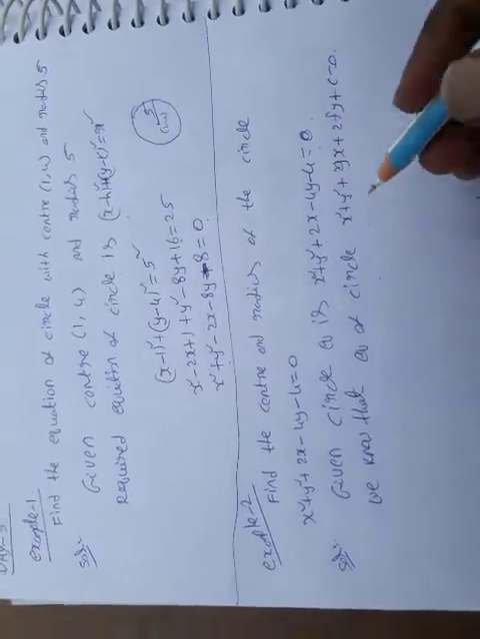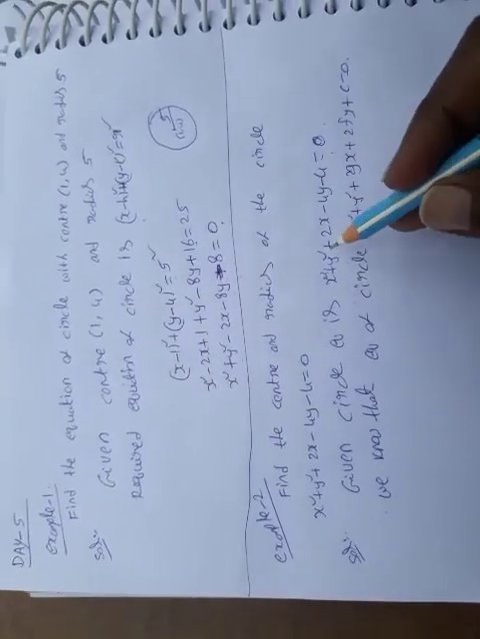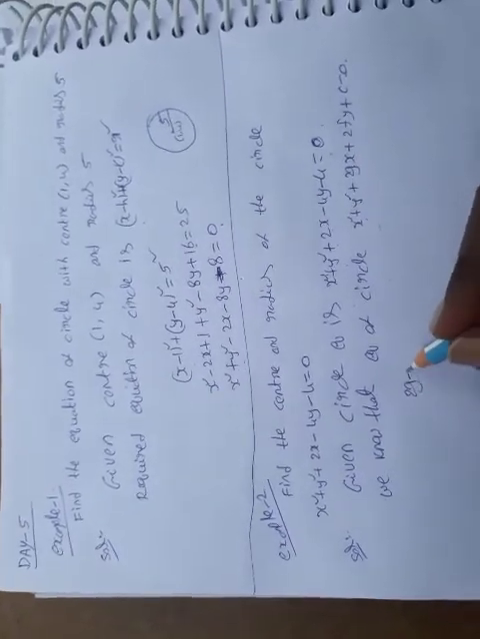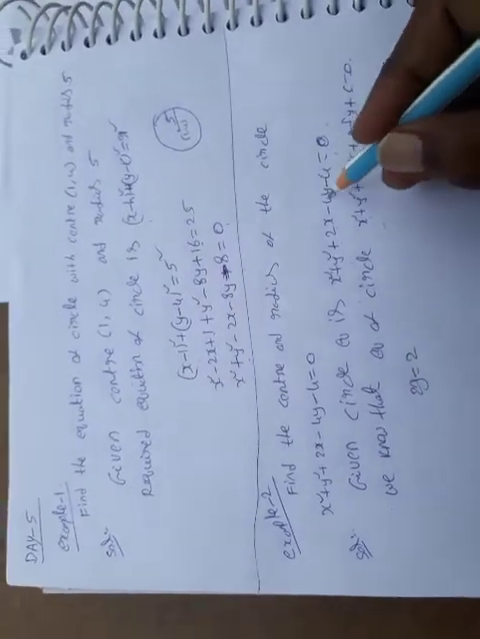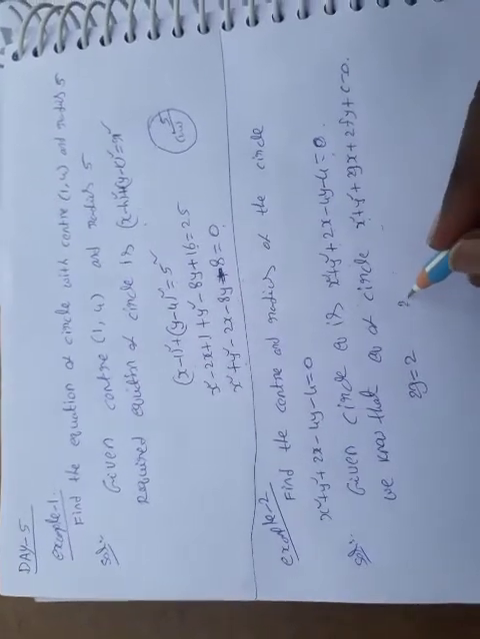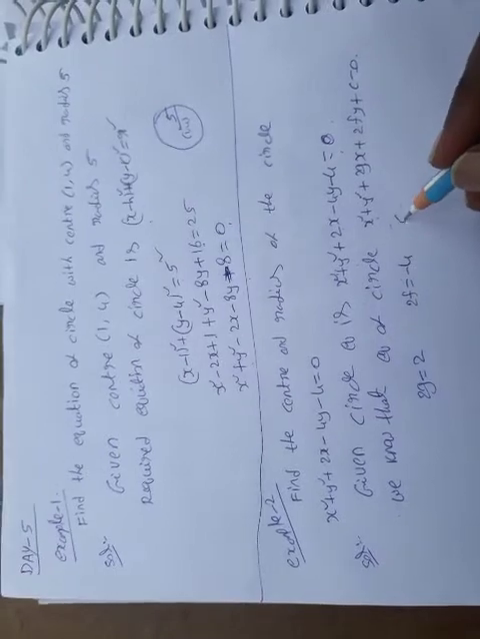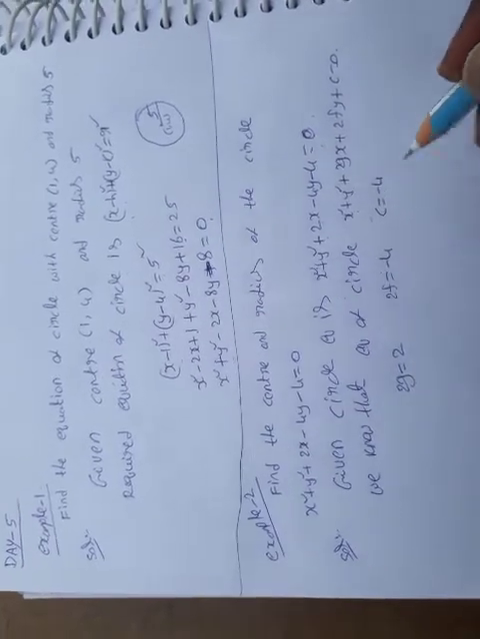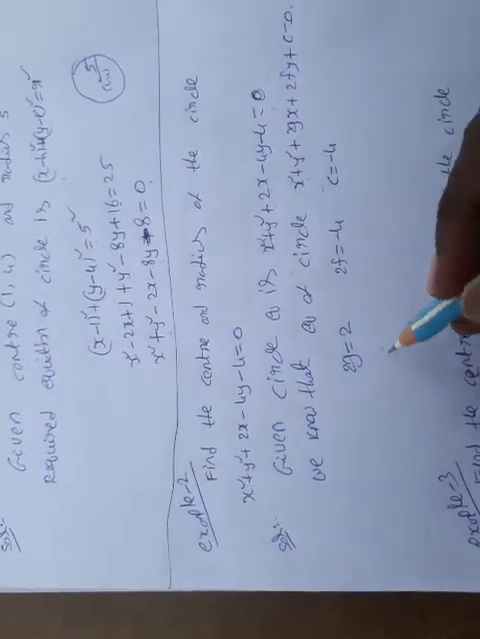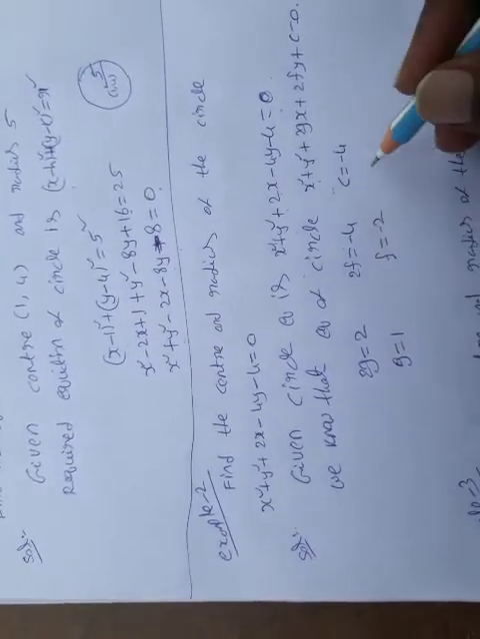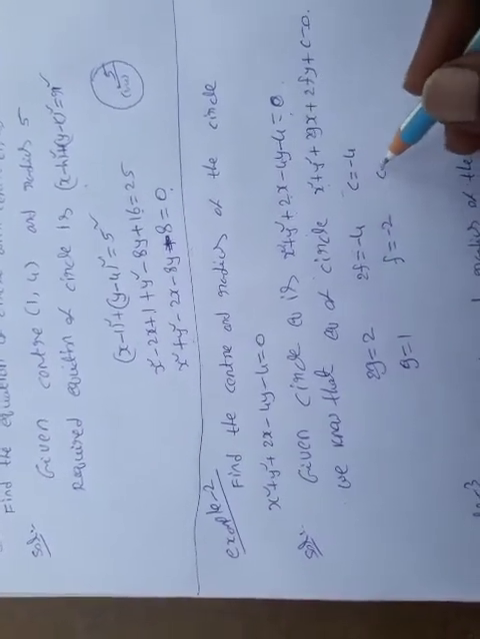Then we compare: x squared plus y squared, then 2g equal to 2, and 2f equal to minus 4, and c equal to minus 4. Here 2g is equal to 2, then g is equal to 1, f is equal to minus 2, and c is equal to minus 4.